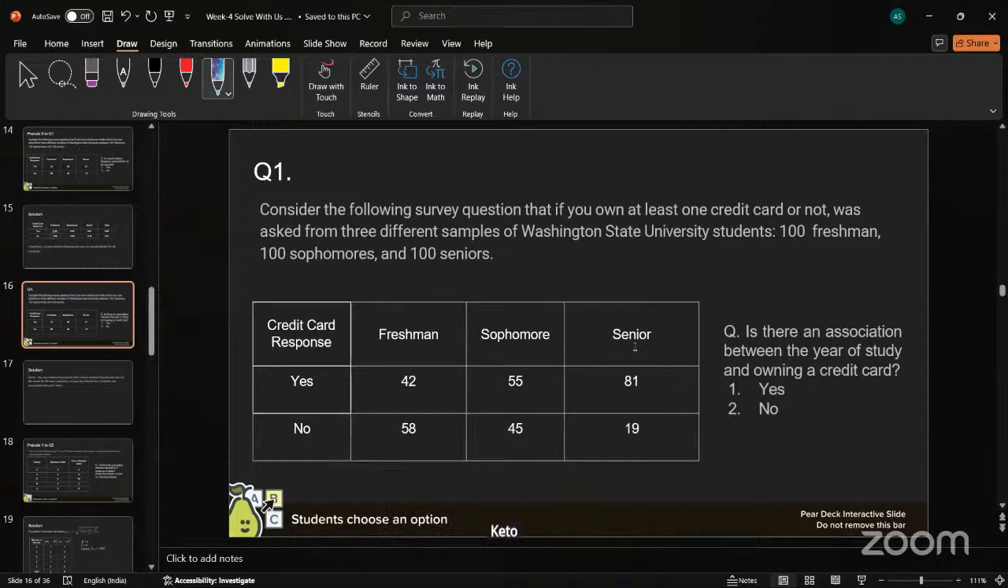So the answer is no. Okay, so freshman, sophomore, or senior. So what happened? What is the data here?